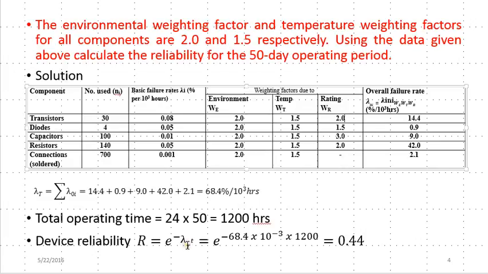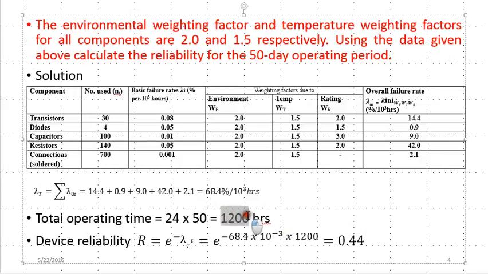Now, the reliability, this is the formula: R equals exponential minus lambda t. This T is a subscript standing for total, and this t is for the time. Now I'll bring my reliability, look at it. You know, it is 68.4 per 1000. Since it is per 1000, I'll say times 10 raised to power minus 3 to take care of that per 1000, and multiply by the hours. We got 1200 hours. Now everything gave 0.44. If I want to express it as a percentage, it should be 44%.